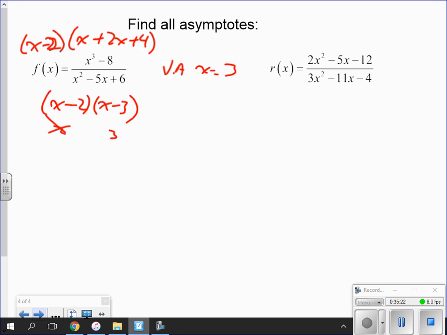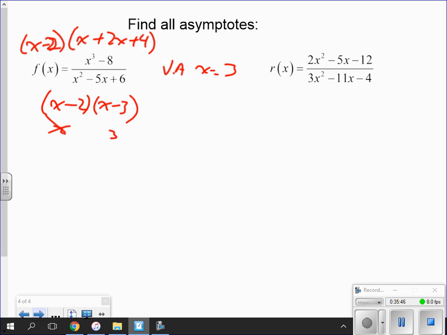You will not have, with the problems you're having today, or I should say in this chapter at this time, oblique and horizontal both. It's one or the other. It's either oblique or horizontal. You will not have both of them.